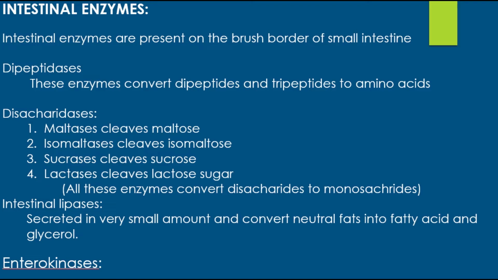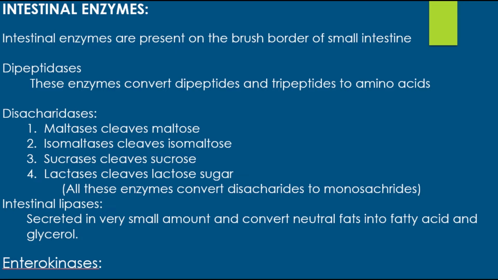The next portion of our lecture is intestinal enzymes. Present on the brush border of the small intestine are dipeptidases, disaccharidases, intestinal lipases, and enterokinases. Dipeptidases, these enzymes convert dipeptides and tripeptides to amino acids.